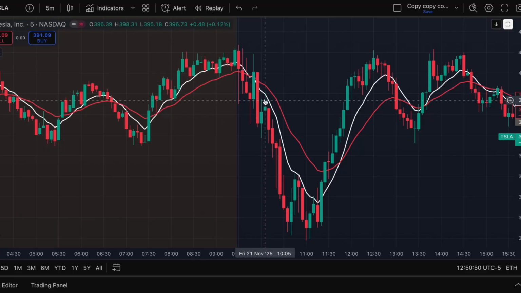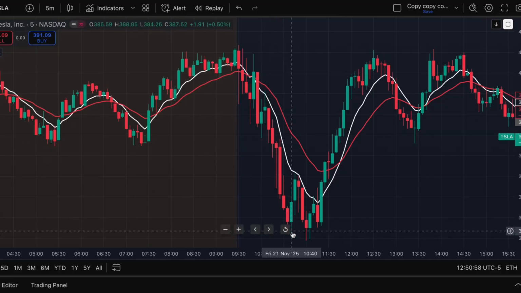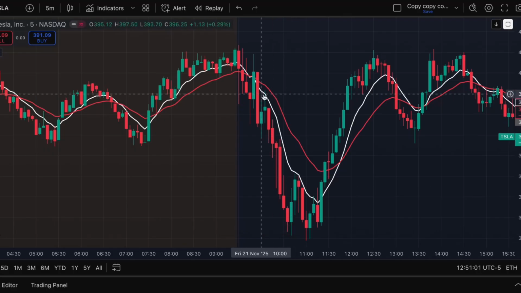You could have gotten a short entry right here at 398.12 ish and ridden it all the way down to 384, which would have been an insane move. If you were buying puts, you'd be insanely profitable off of that. Or if you would have bought an inverse or something like that.